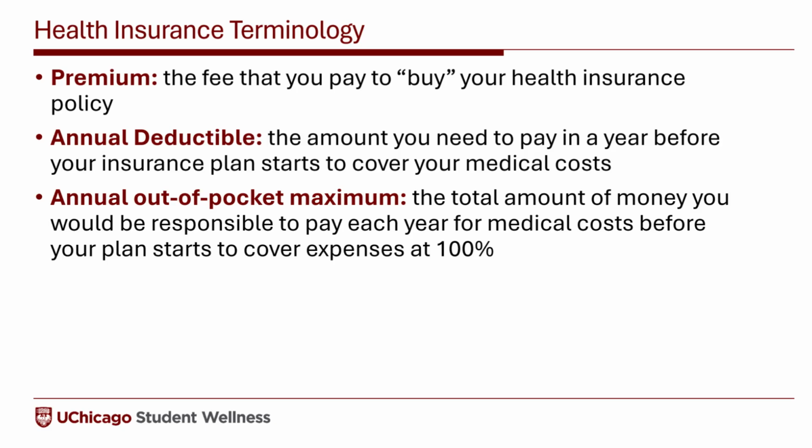The deductible is the amount that you need to pay each year before your insurance plan starts to cover your medical costs. The annual out-of-pocket maximum is the amount of money you must pay yearly for medical costs before your plan starts to cover all expenses at 100%. The deductible is included toward the annual out-of-pocket maximum.